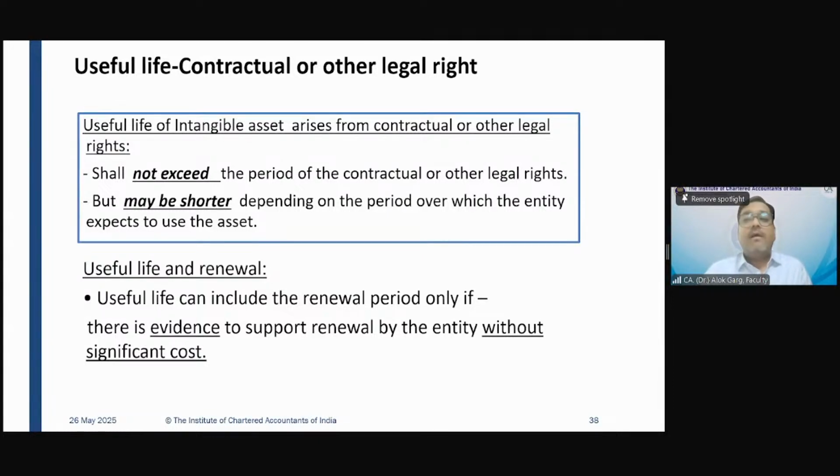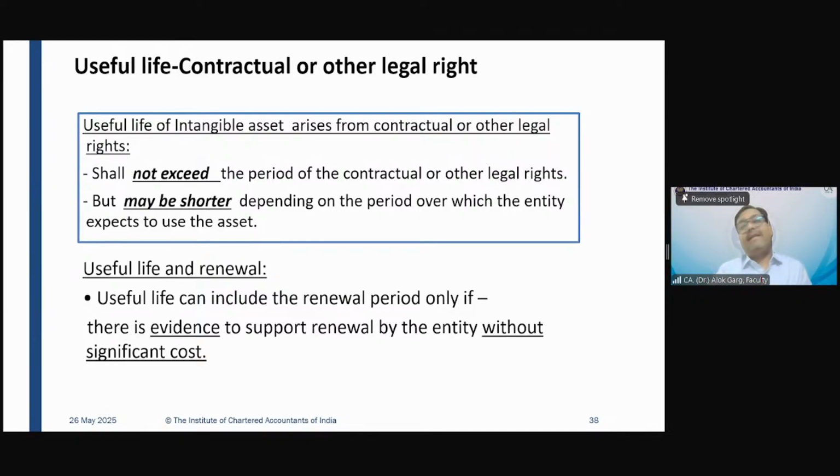For example, after 2 years, the company is able to evaluate, yes, I will be able to get the future economic benefit only for the next 2 years. It means now the life becomes finite. So now whatever is the carrying value, it has to be amortized for the period of 2 years. So this was the concept of indefinite life.